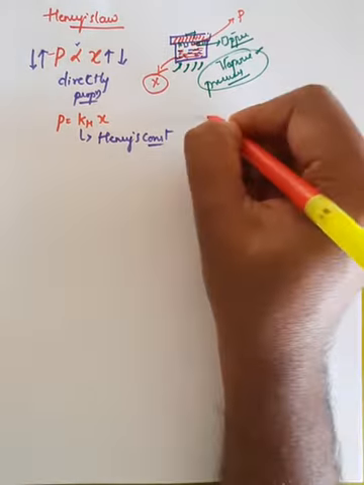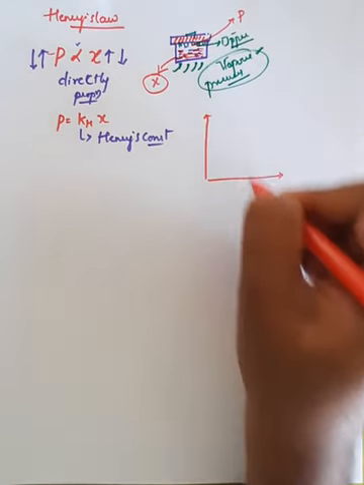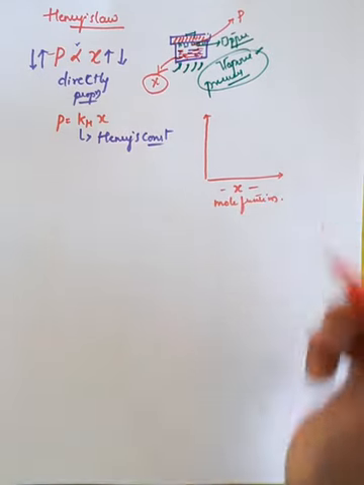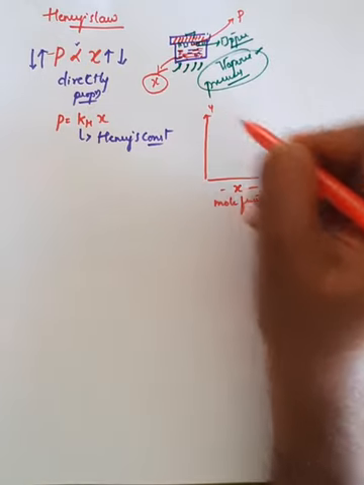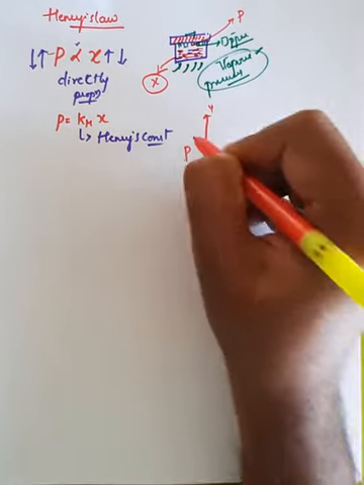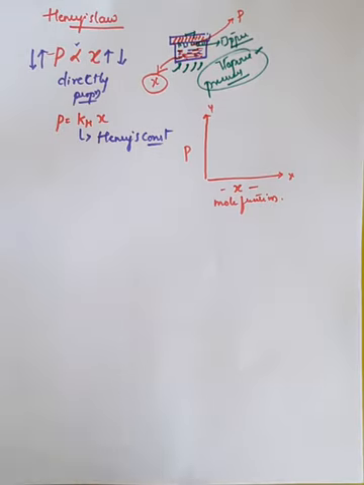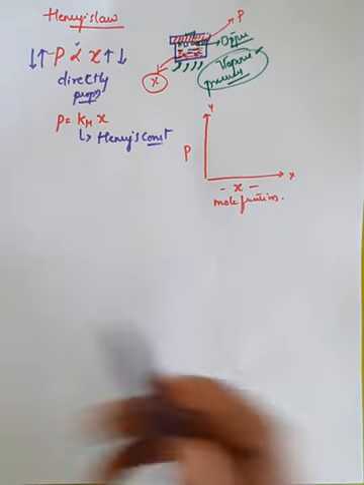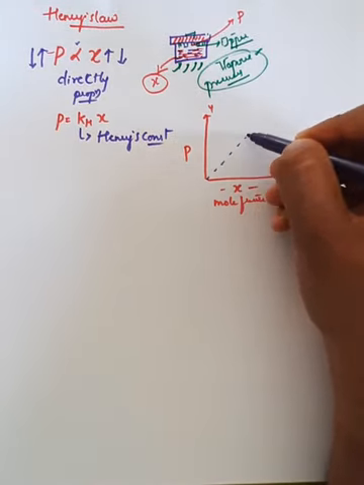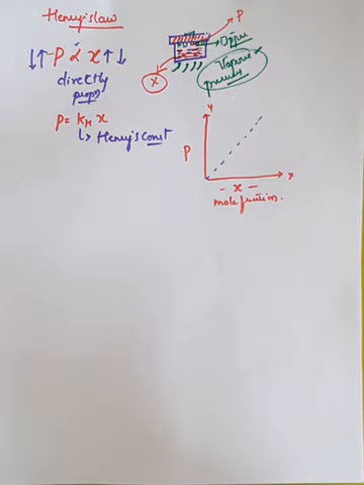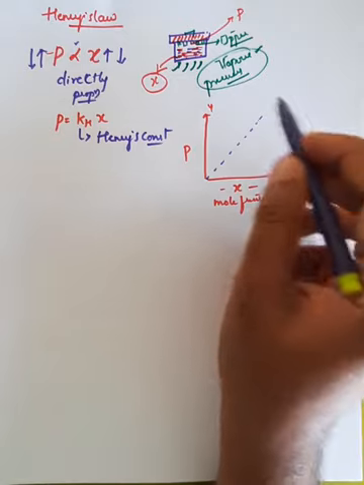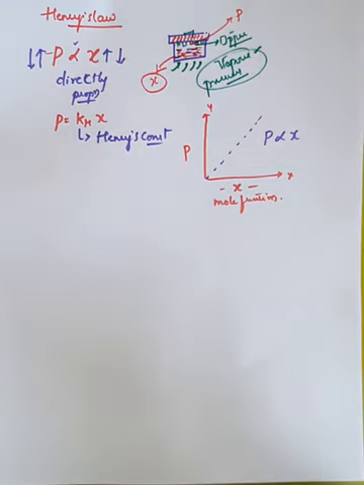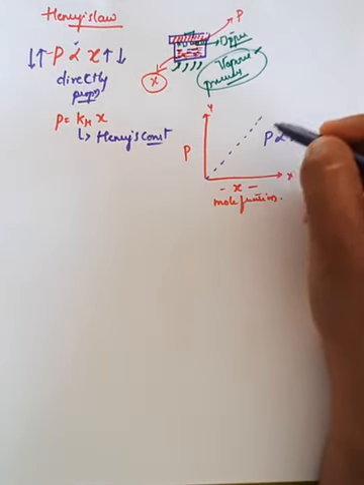For the same thing we can plot a graph. On one axis we take the mole fraction, the X-axis, and on the y-axis we take the partial pressure. Whenever you plot the graph, due to the directly proportional nature of the pressure and mole fraction, the graph goes on increasing. It starts from the origin and keeps increasing. Therefore this graphical representation is very important in Henry's law. Due to the directly proportional nature of the pressure with respect to the mole fraction, the graph is in increasing order.